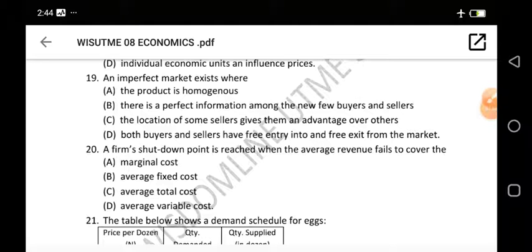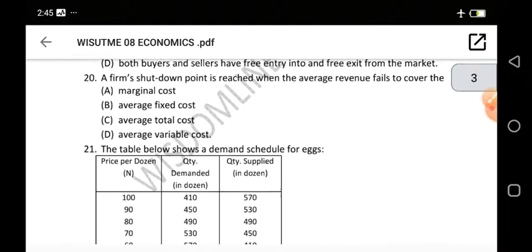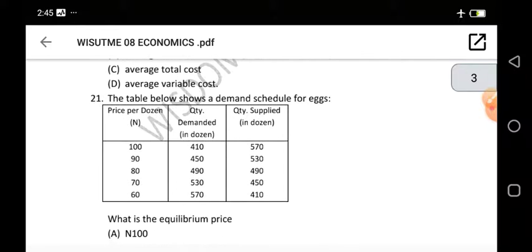Okay. I would like to stop at 20 because of the time frame. I want you guys to also go through some of these questions yourself. Let's see 21.